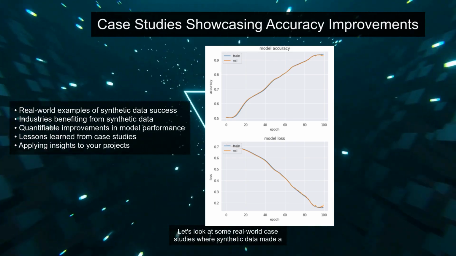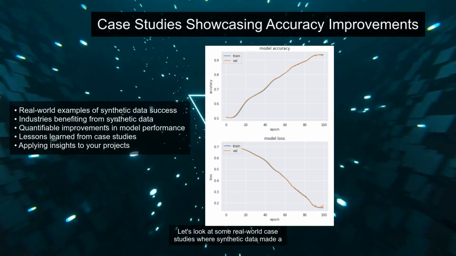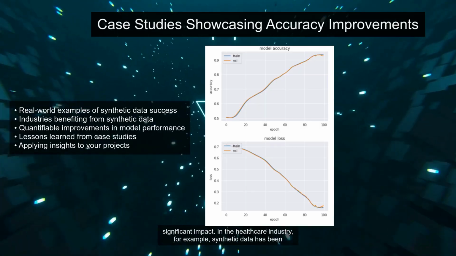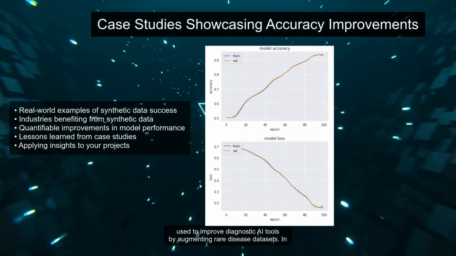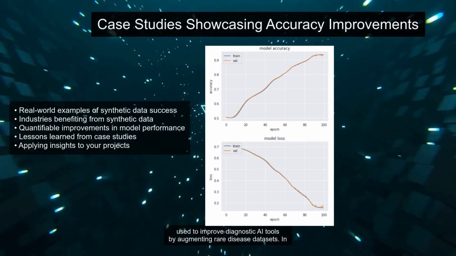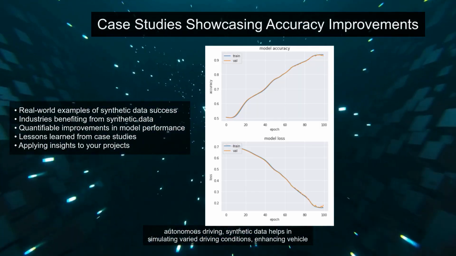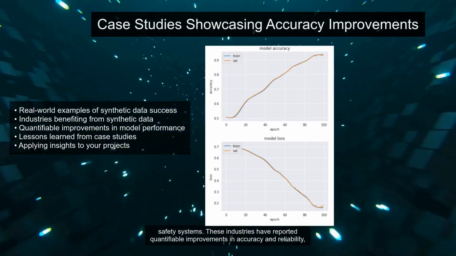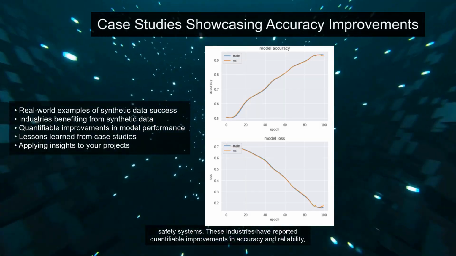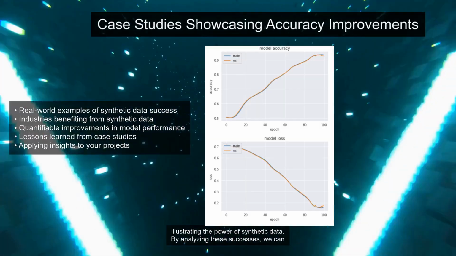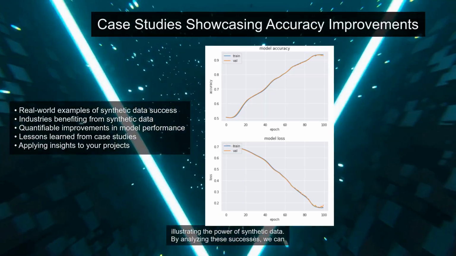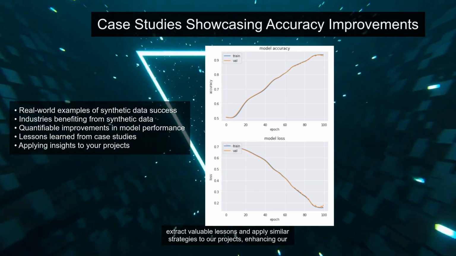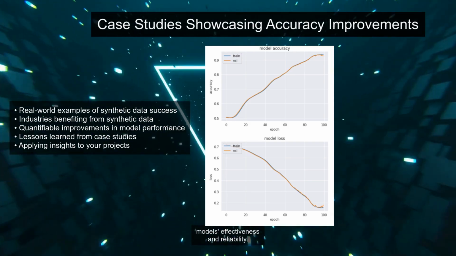Let's look at some real-world case studies where synthetic data made a significant impact. In the healthcare industry, for example, synthetic data has been used to improve diagnostic AI tools by augmenting rare disease datasets. In autonomous driving, synthetic data helps in simulating varied driving conditions, enhancing vehicle safety systems. These industries have reported quantifiable improvements in accuracy and reliability, illustrating the power of synthetic data. By analyzing these successes, we can extract valuable lessons and apply similar strategies to our projects, enhancing our model's effectiveness and reliability.